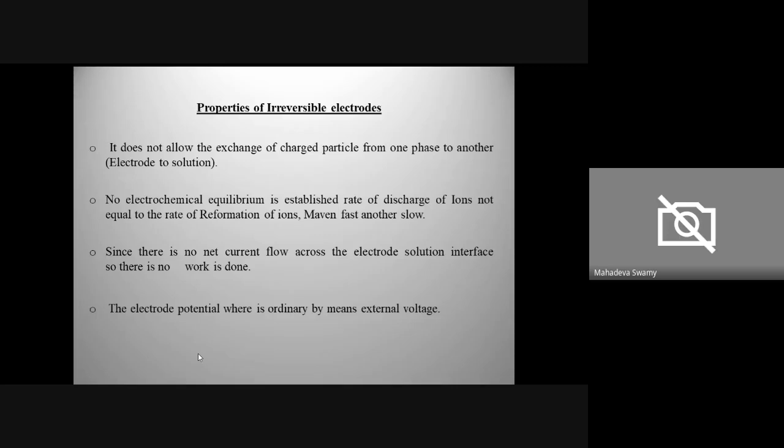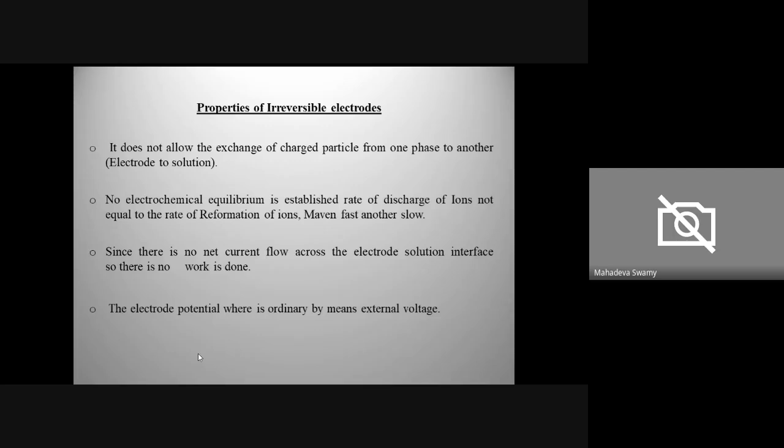Next, the fourth one: the electrode potential varies by means of external voltage. The electrode potential varies by means of external voltage. It will vary its potential value with the voltage variation. But in a reversible electrode, it does not; it is completely constant.